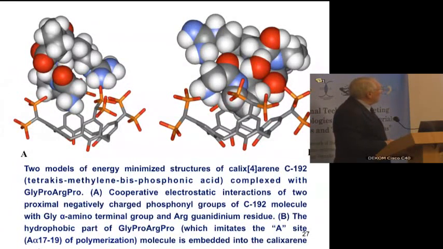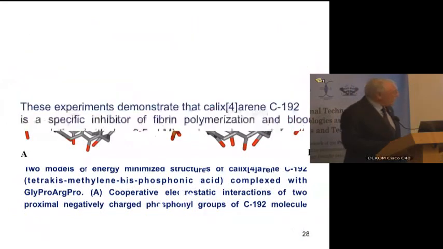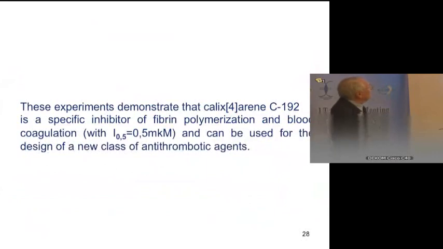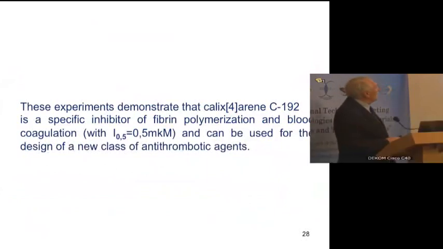So the hydrophobic part of Gly-Pro-Arg-Pro, which imitates the A site of the fibrin molecule, is embedded into the calixarene cavity, and calixarene is a very effective inhibitor of the polymerization process. So these experiments, in fact, show that this calixarene, as a specific inhibitor of fibrin polymerization, can be a very interesting platform for the design of a new class of antithrombotic agents.